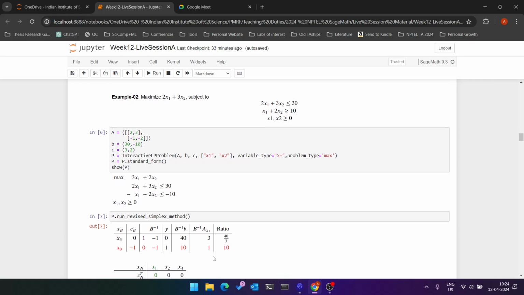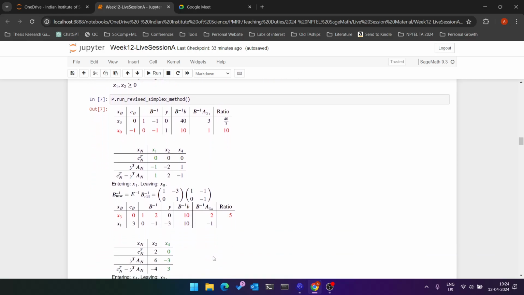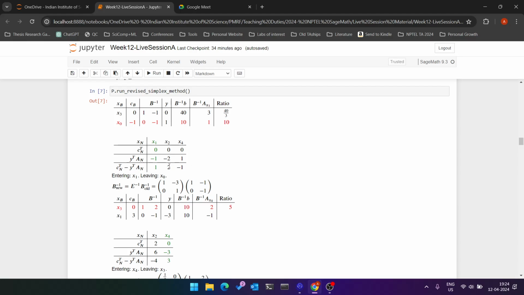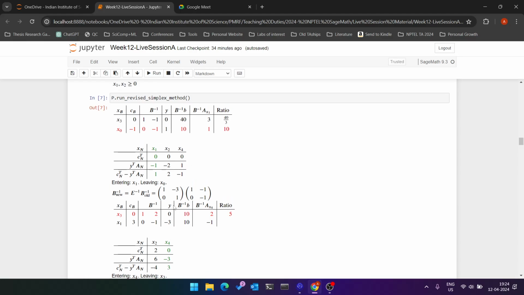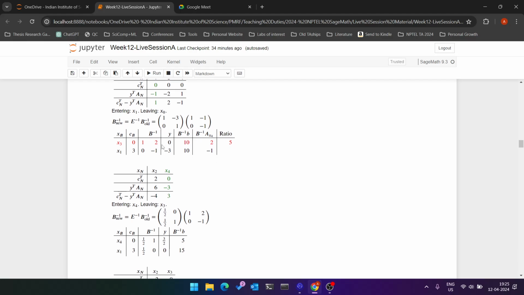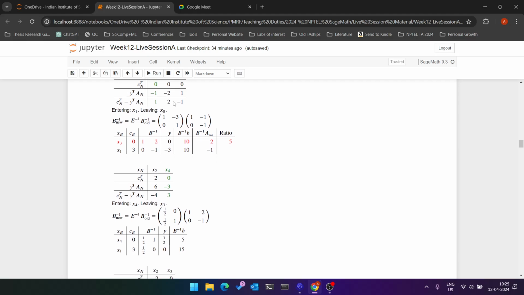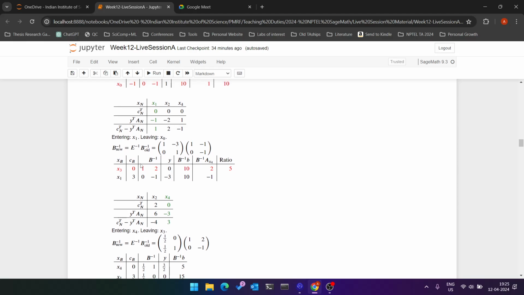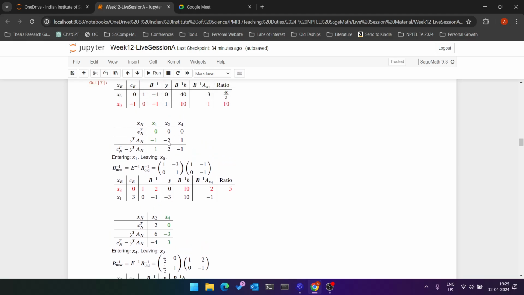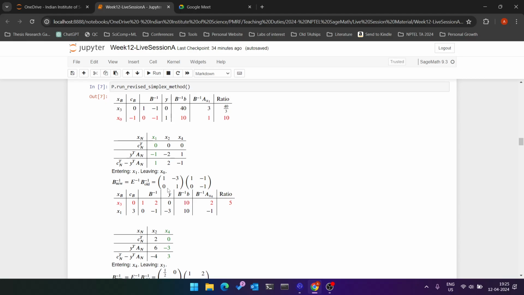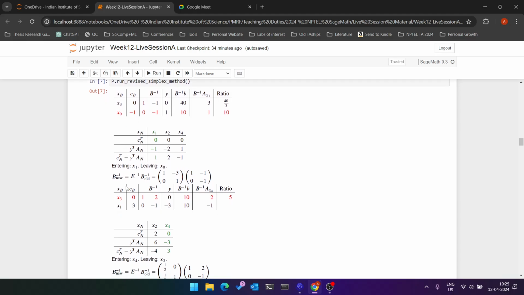If I go through the same process using the revised simplex method, wherein we calculate the cost coefficients based on my initial basic feasible solution, with that in mind, I enter through x1, getting out through the auxiliary variable x0, to get a new B inverse value.